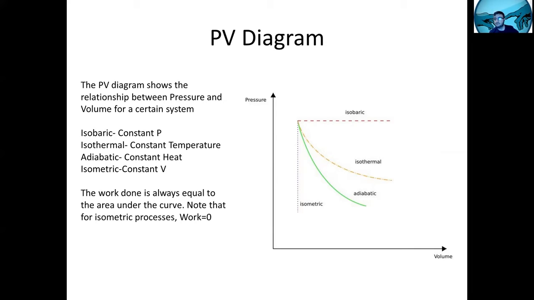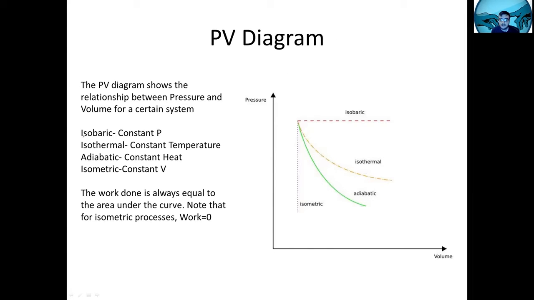So again, if we're talking about water to ice, or some kind of gas diagram, we might want to look at this PV diagram for specific gases that are being used, and usually it's for gases, not liquids or solids. As you can see here, there are 4 different types of processes that you will probably see on a PV diagram: isobaric, isothermal, adiabatic, and isometric.